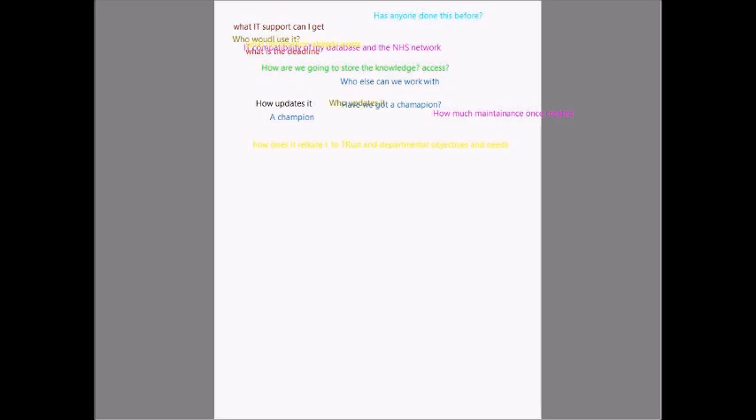So here are some of the responses that we received. Has anyone done this before is one of the questions. What IT support can I get? Who would use it? IT compatibility of my database in the NHS network, really useful thing to ask and consider. Thinking about how you're going to store the knowledge or access the knowledge, who else you can work with. How much maintenance will it require? How will it be updated? Who will update it? And how does it relate to trust and departmental objectives and needs? Thinking about the deadline is also quite useful. So some really good suggestions there of questions or things you might want to consider before you embark on a new piece of work.